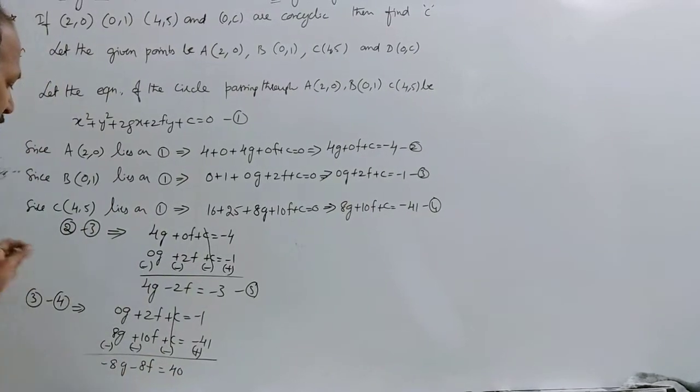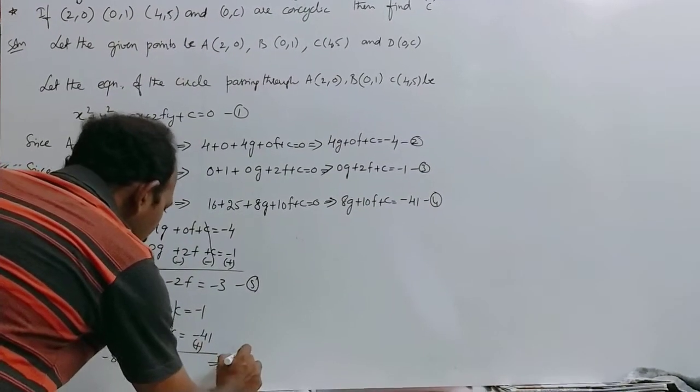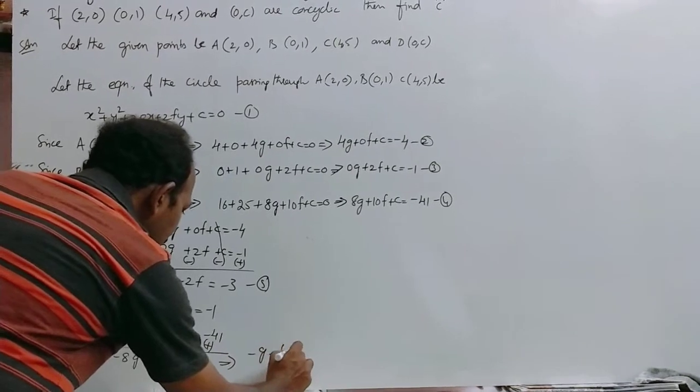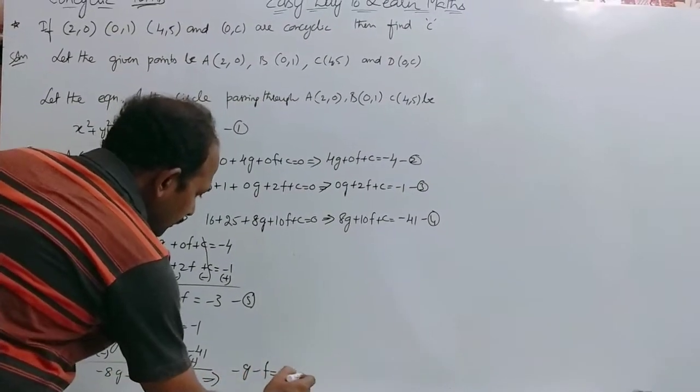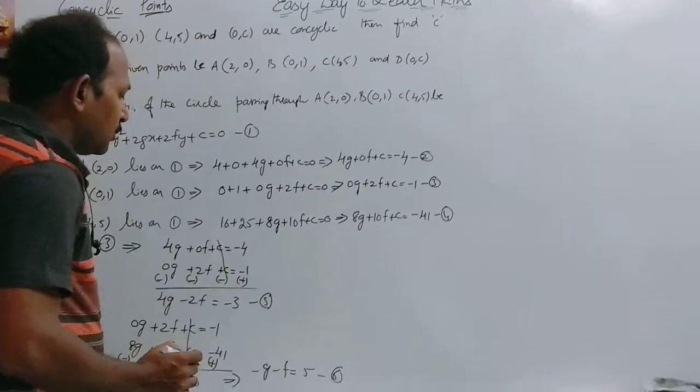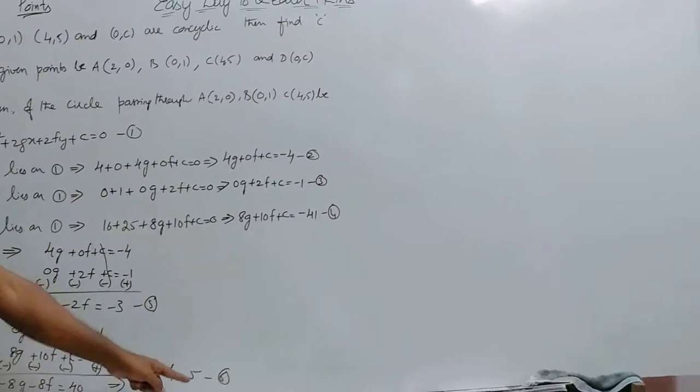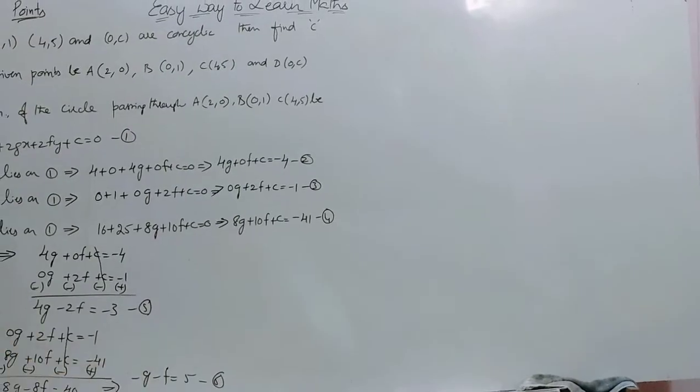Let us take 8 common. That implies minus g minus f is equal to 5. Say equation 6. Now by solving 5 and 6 we can get the values of g and f.